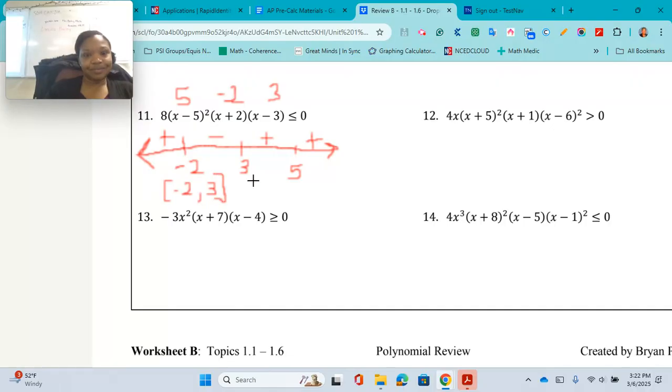And the 0 at 5. Union. Why would you want one at 5? Because when it bounces, it hits 0. Mm-hmm. And that means it's included. Any questions on this one? All right.